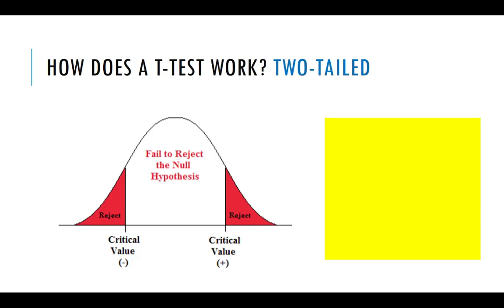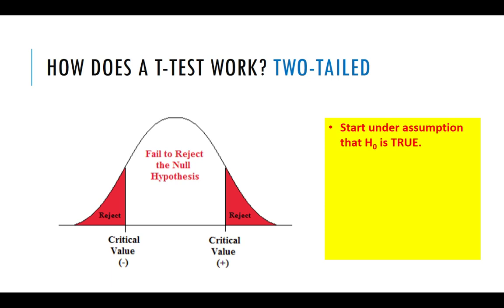So let's look at kind of what a t-test is really doing. And we're going to start by looking at the two-tailed test. Well, why do we call it two-tailed? Well, what do you see? You see this rejection region in both ends of the distribution. That's why we call it two-tailed.